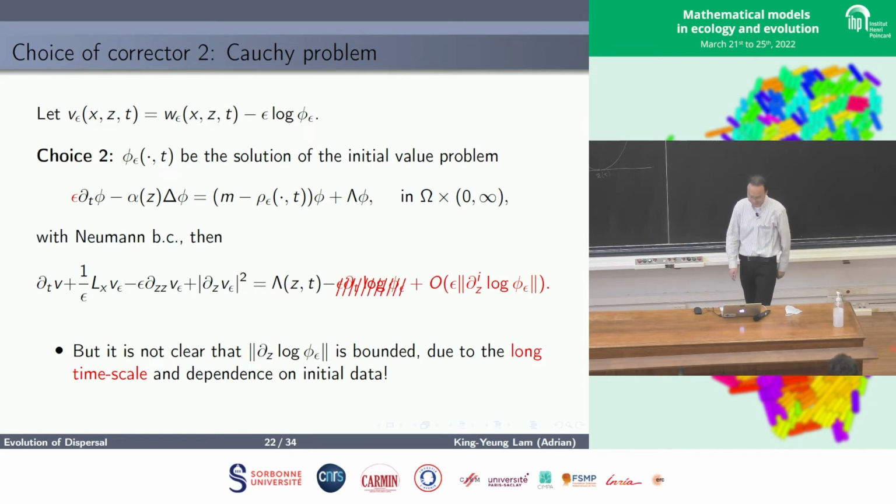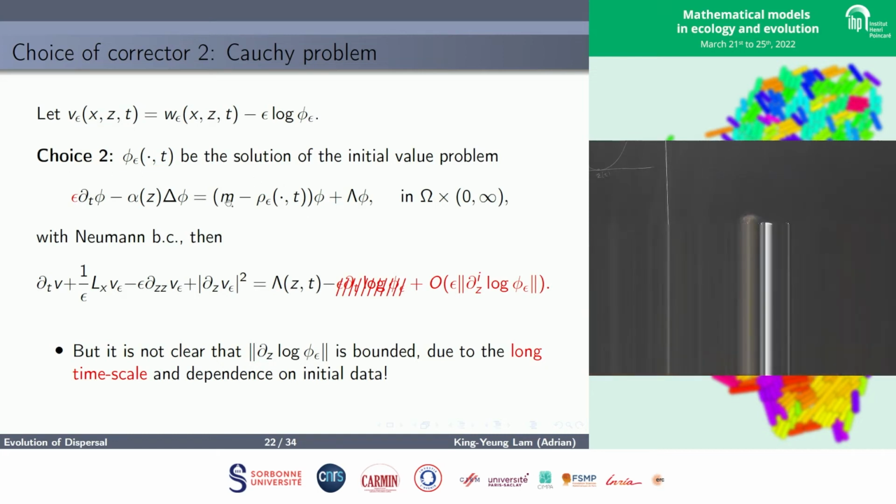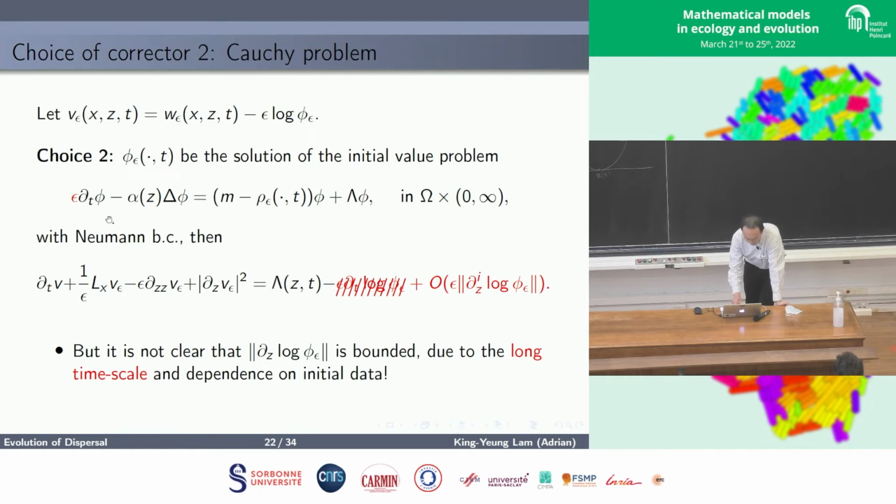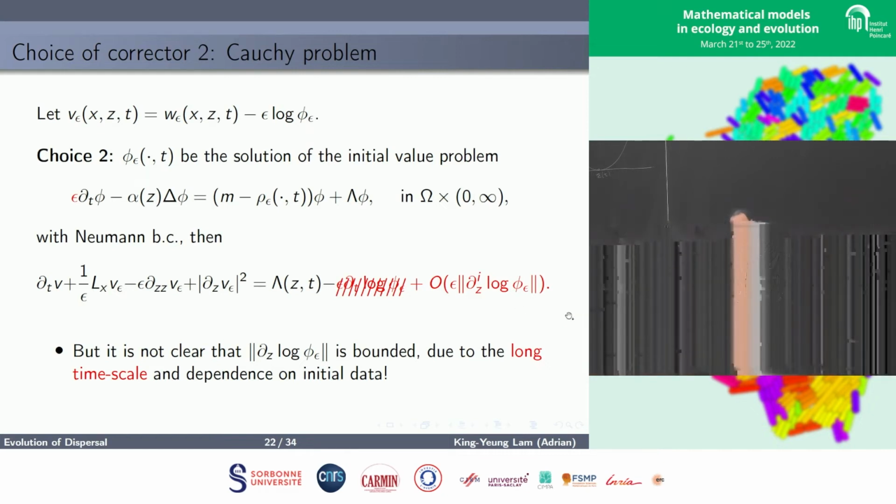The second idea for the corrector is to look at a time-dependent problem. We define phi by this time-dependent problem. We add this term, take some initial value, take the initial value to be 1, and then solve it. So in this case, this term is no longer there. It is absorbed when you apply the equation. But now this term is not regular enough.